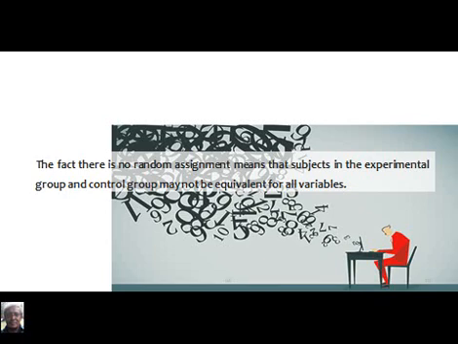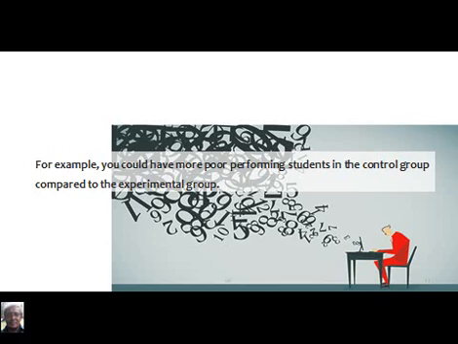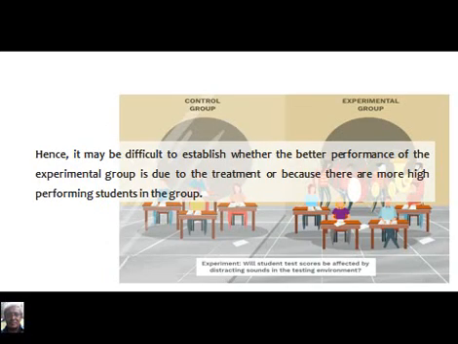The fact there is no random assignment means that subjects in the experimental group and control group may not be equivalent for all variables. For example, you could have more poor-performing students in the control group compared to the experimental group. Hence, it may be difficult to establish whether the better performance of the experimental group is due to the treatment or because there are more high-performing students in the group.